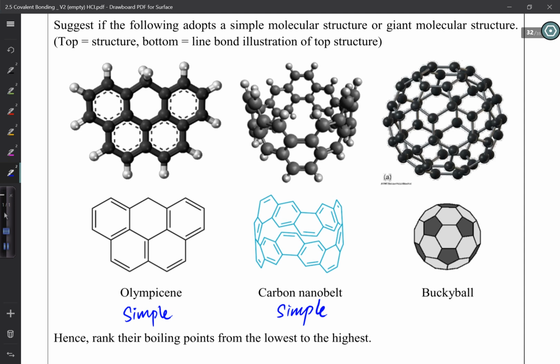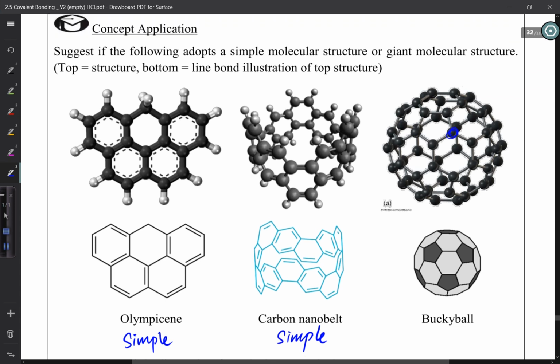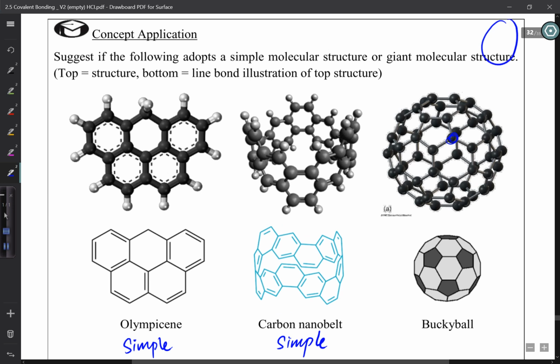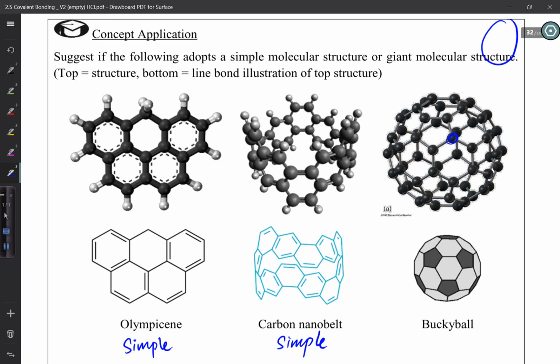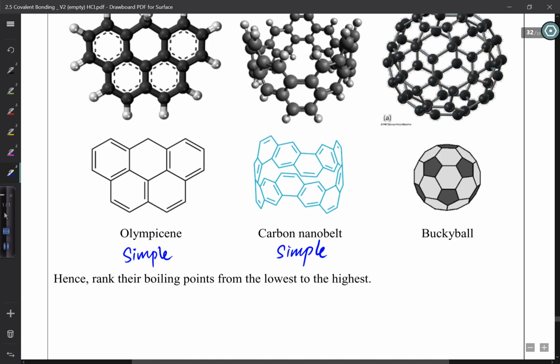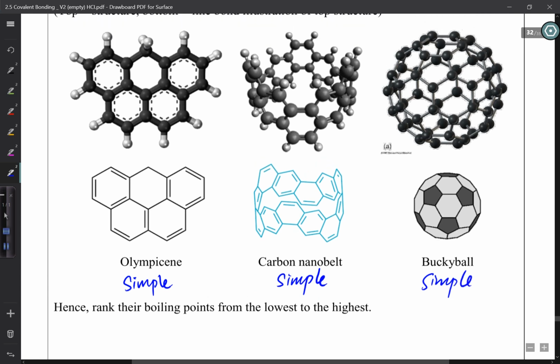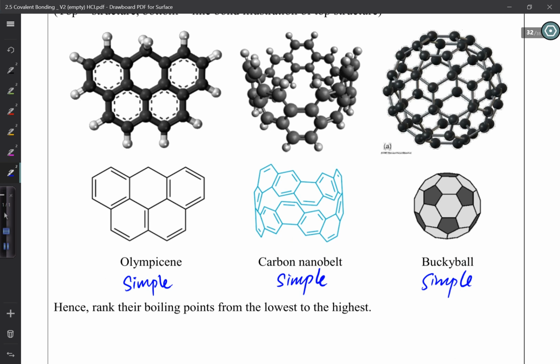So for this case, can this atom over here be connected to an infinitely far atom? If I have another buckyball, can they be connected? Cannot. So a buckyball is also a simple molecule. I purposely chose these three examples because I know that you will definitely choose the wrong answer, because all of them seem big to you. So none of them are giant molecular structures.